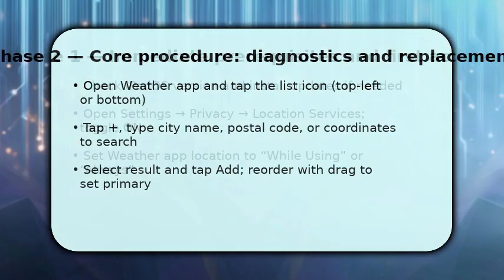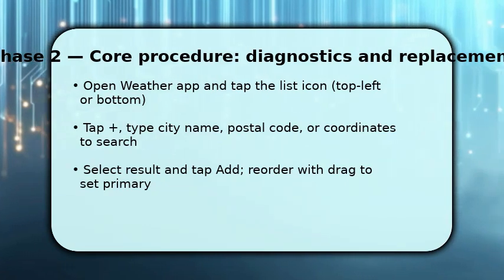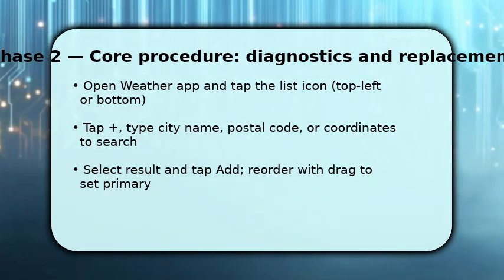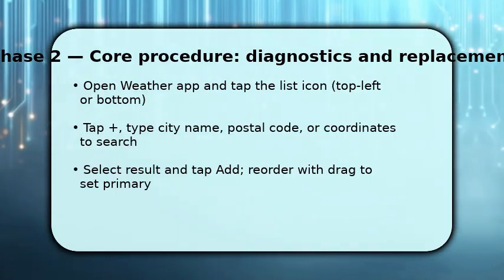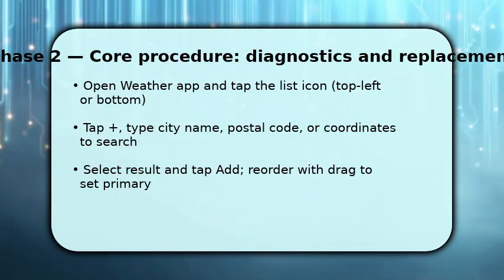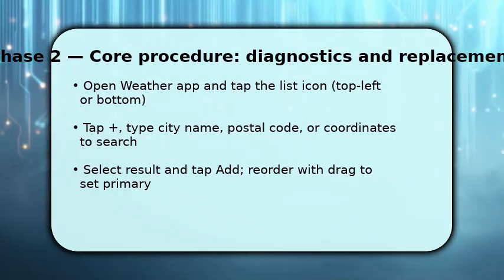Open the weather app next. You'll see your current list of locations. Tap the list icon, then the plus button to add a new place. Type a city name, postal code, or even coordinates to find it. Once results appear, tap the correct entry to add it.